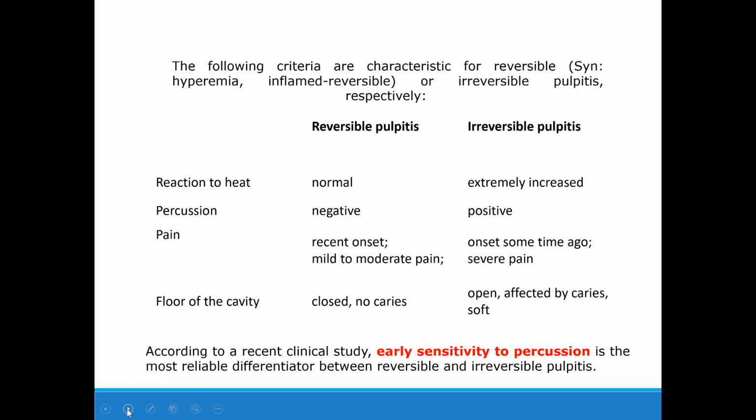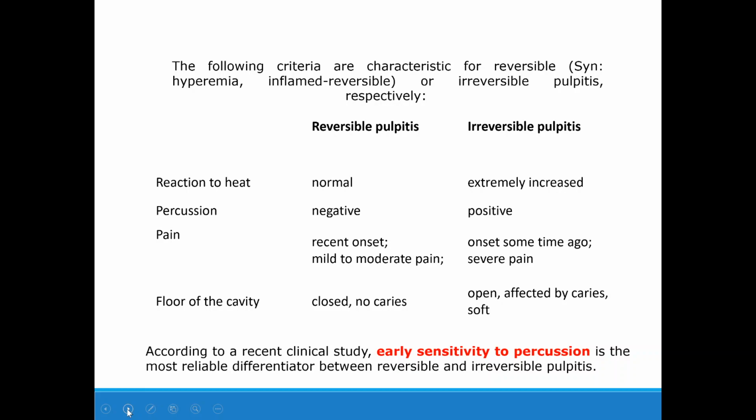The following criteria are characteristic for reversible and irreversible pulpitis. The synonyms are hyperemia or inflamed pulp. Reaction to heat: in reversible pulpitis, the reaction is normal; in irreversible, extremely increased. Percussion: reversible negative, irreversible positive, but sometimes it's not the same. In irreversible, usually if it's acute, the percussion will be positive.